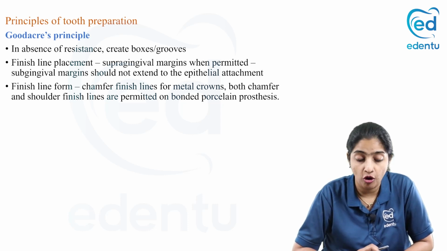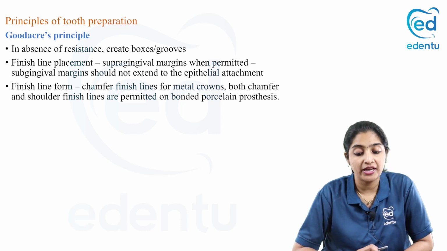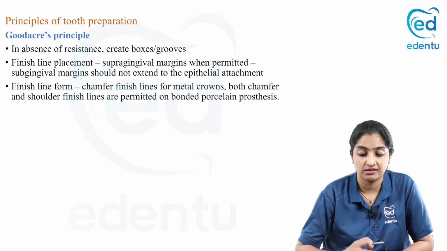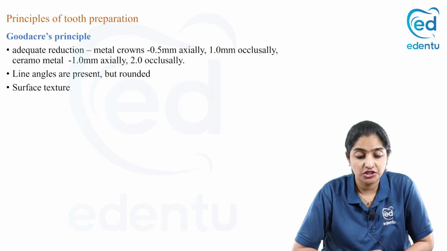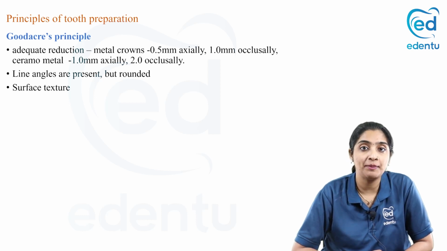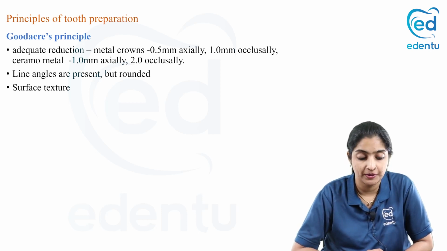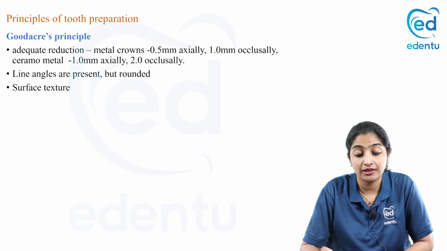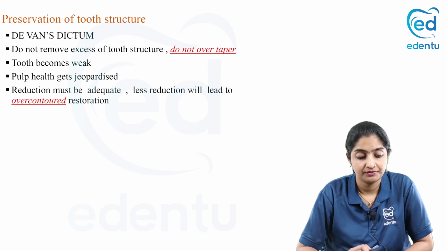Now the finish line forms. Chamfer finish line for metal crowns, but both chamfer and shoulder were allowed for bonded porcelain prostheses. Adequate reduction would be for metal around 0.5 mm axially, 1 mm occlusally. For metal ceramic it is around 1 mm axially and 2 mm occlusally. Line angles are present but should be rounded, and surface texture should be roughened.